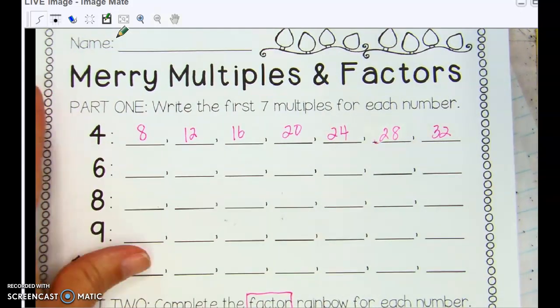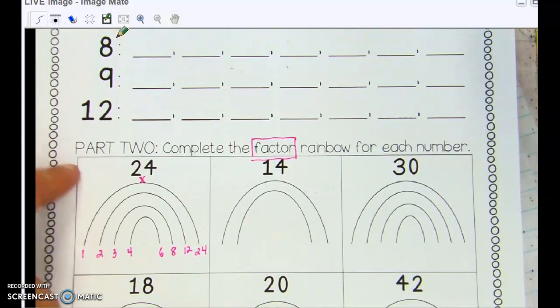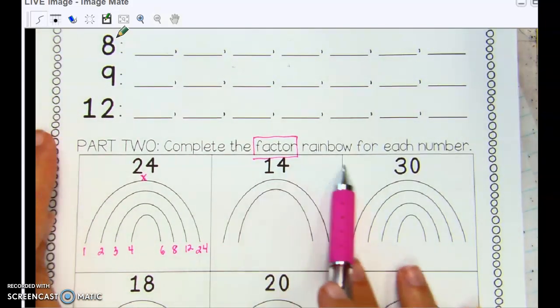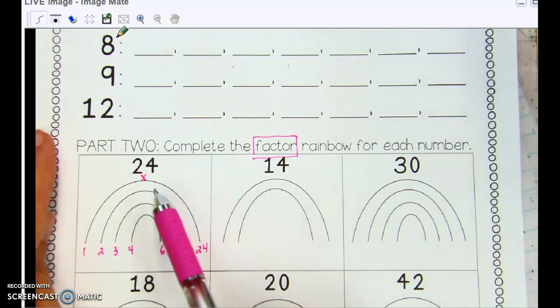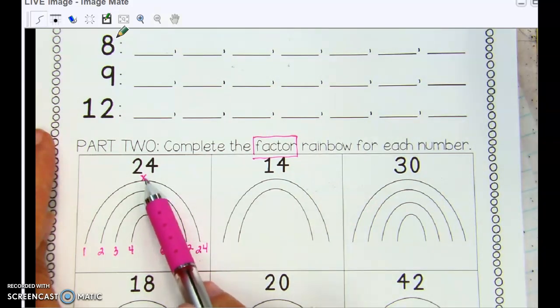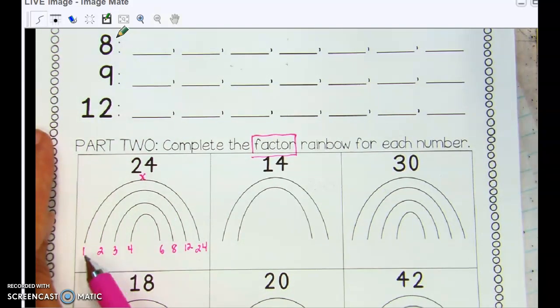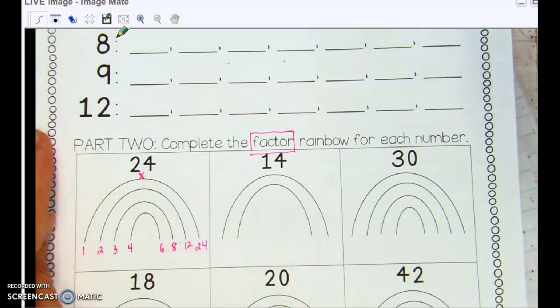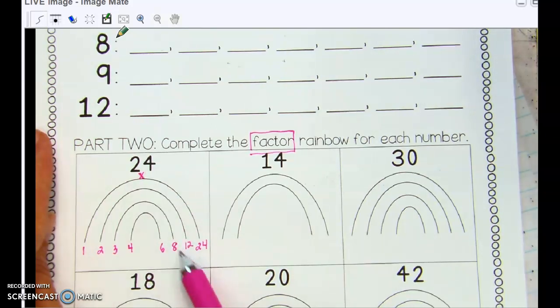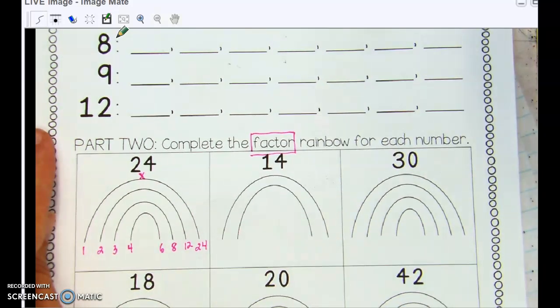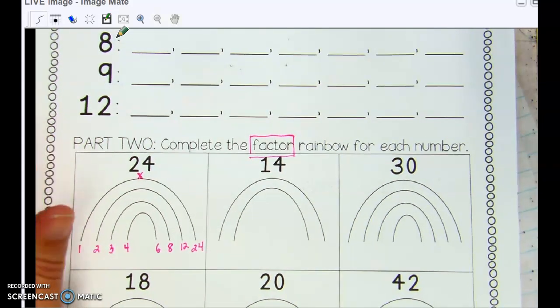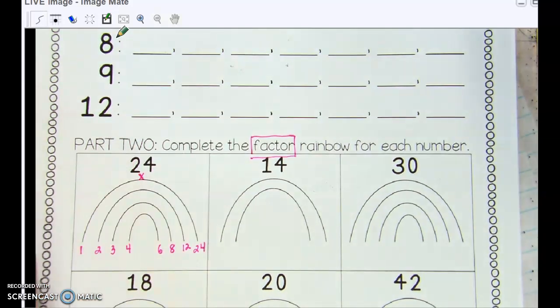In the second part, part 2 says complete the factor rainbow for each number. So what you want to think about is that it's like there's an invisible multiplication symbol going across these little rainbow arcs here. So 1 times 24 equals 24. 2 times 12 equals 24, and so on for each of the factor pairs. So that's how we're going to complete this factor rainbow. What factor pairs do I multiply to equal that number at the top?